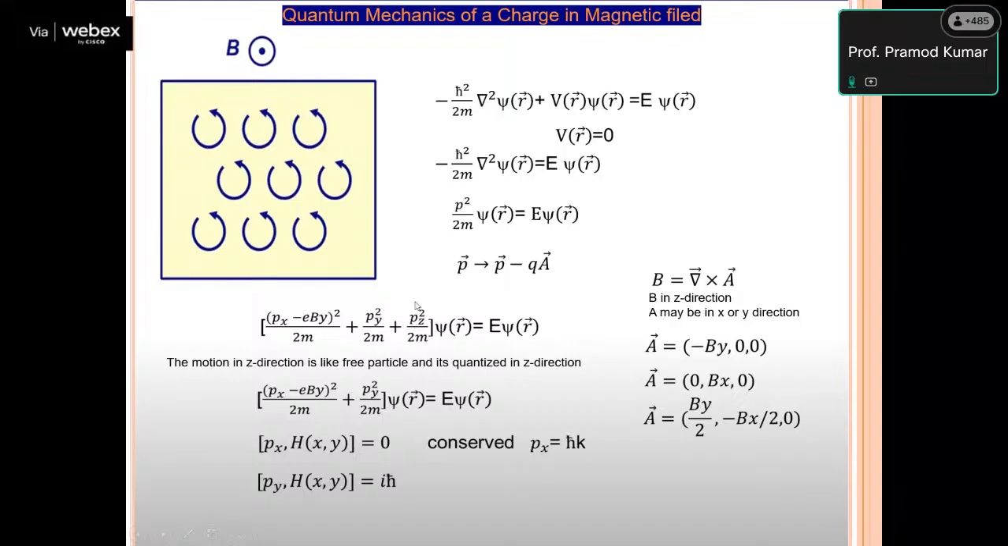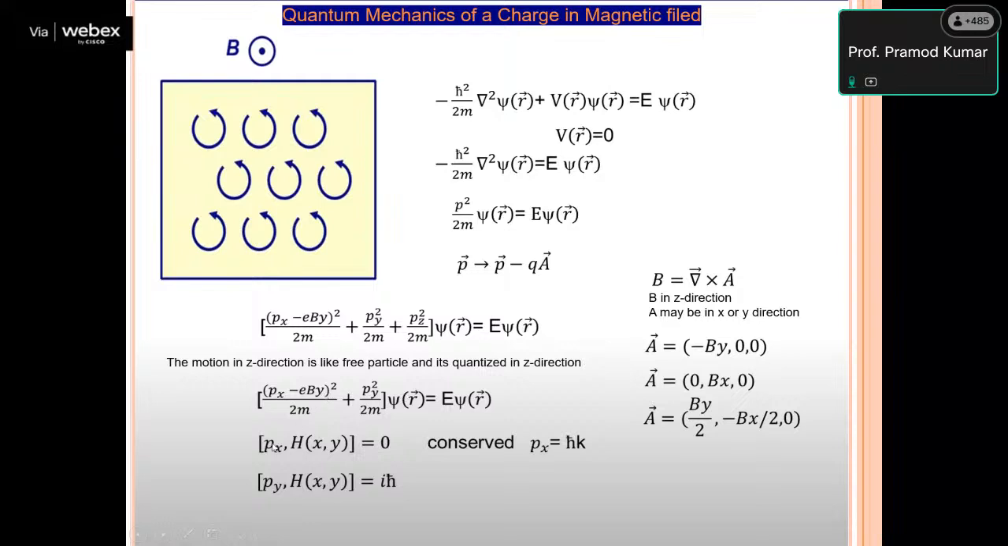So it means we are not going to talk about that. We are going to discuss only these two components: (Px − eBy)² / 2m + Py² / 2m, ψ_R equal to E ψ_R. Now try to look here, because here we don't have any y component, but here we have y component, not x component.